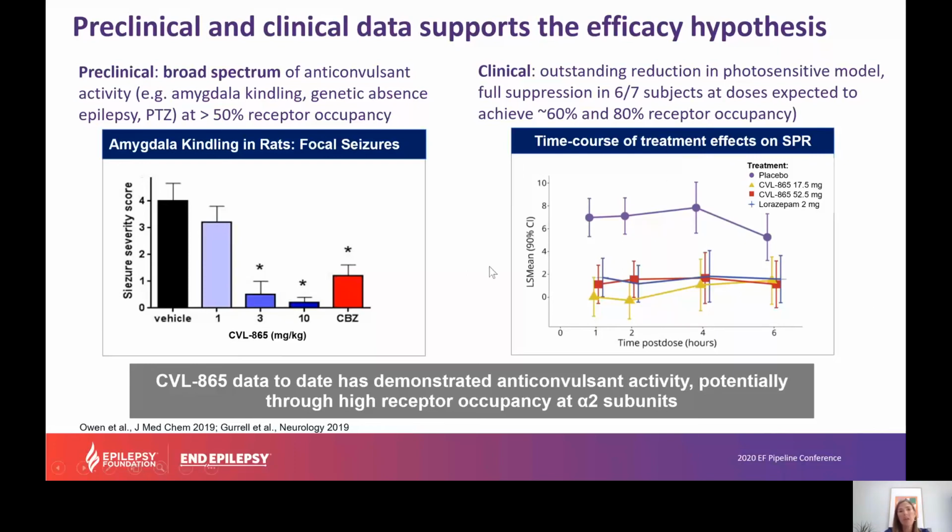So this accumulation of both preclinical and clinical data to date has demonstrated the anticonvulsant activity of CVL-865 is retained, and this is potentially through that high receptor occupancy being achieved at alpha-2 subunits. What about the safety profile?